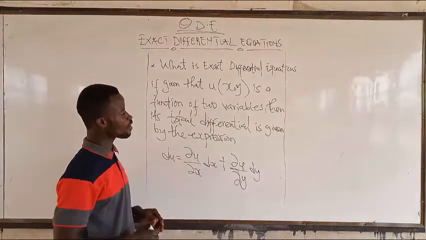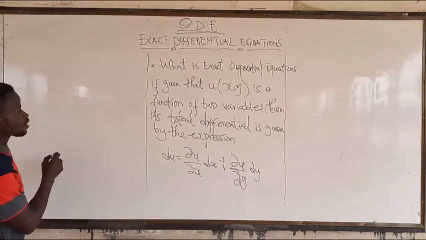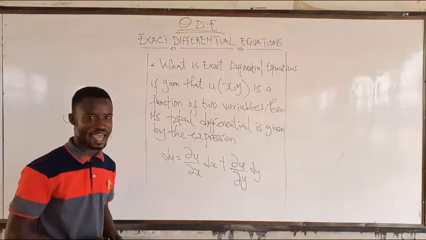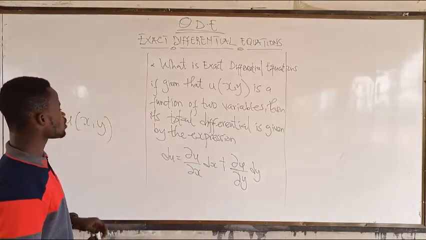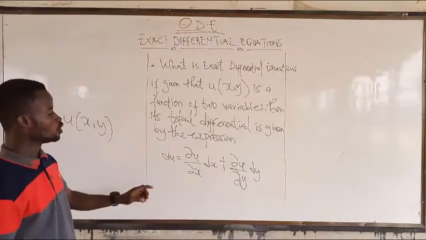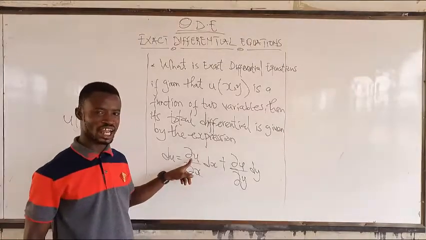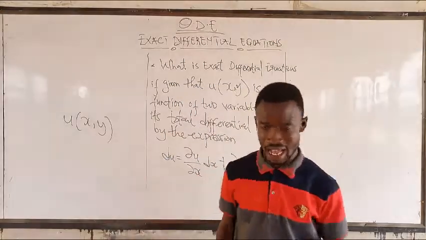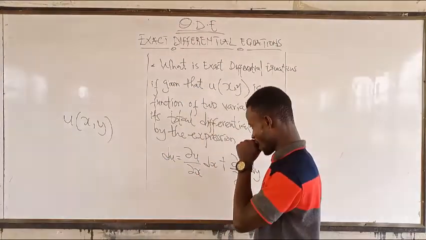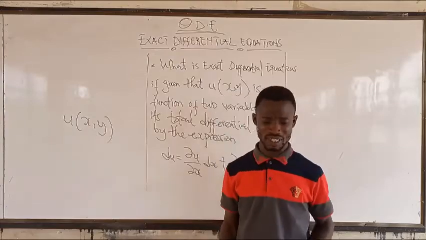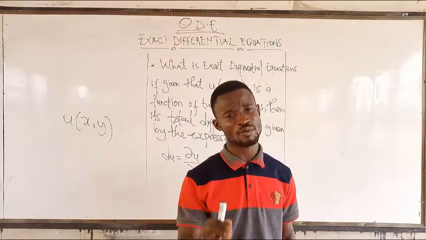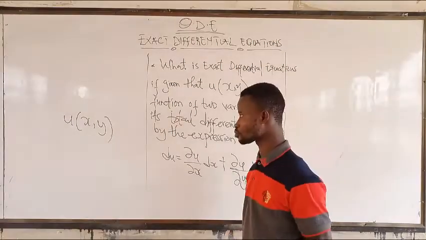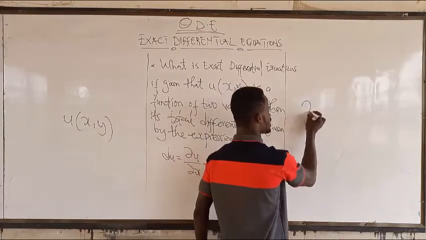Alright, so all that we are saying is that in the question you will be given a function u in terms of x and y. The only thing you do is take the partial derivative of u with respect to x and the partial derivative of u with respect to y. The only thing you need to take note of is what you do when taking the partial derivative of u with respect to x.